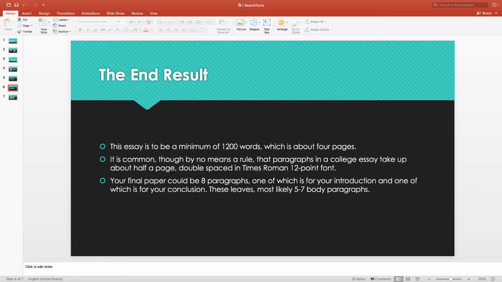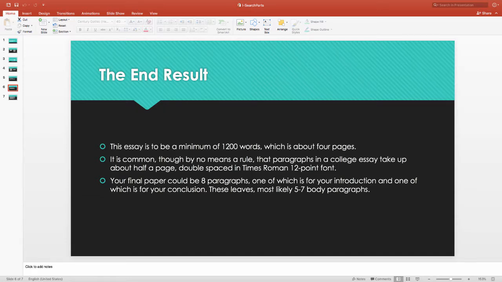The end result. This essay is to be a minimum of 1,200 words, which is about 4 pages. It's going to be double-spaced in Times New Roman, 12-point font, and that is about the length of it. It is common, though by no means a rule, that paragraphs in a college essay take up about half a page, double-spaced in Times New Roman 12-point.